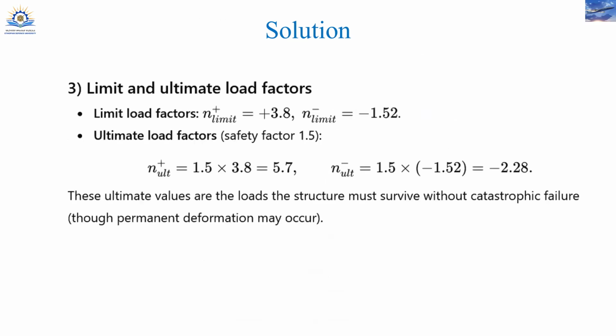And the limit and ultimate load factors. The load factor n plus is given, n minus is given. So the ultimate load factor can be obtained by multiplying by the safety factor. Considering a safety factor of 1.5, can the safety factor be less than 1?